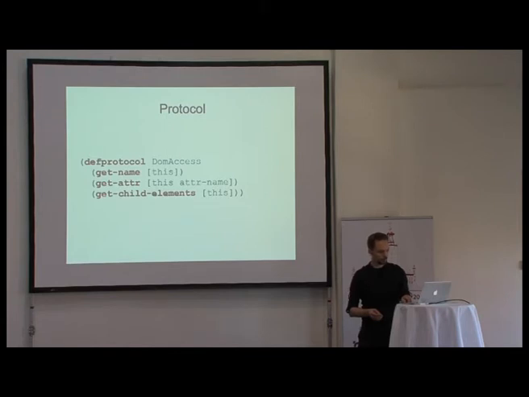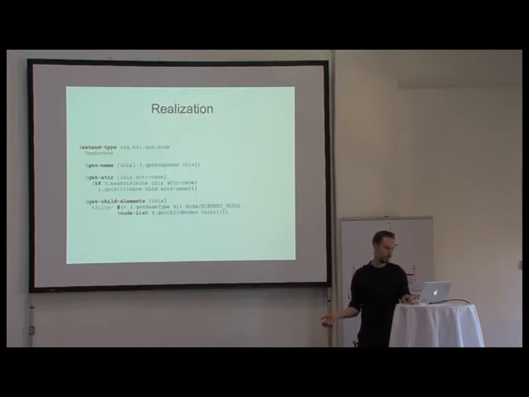Instead, the first argument always has an explicit type, of course, and to realize a protocol, you say that for a certain type, this is the way to implement the protocol. So for the DOM nodes, you implement them like this. And then you write the Java incantations to actually realize the protocol.